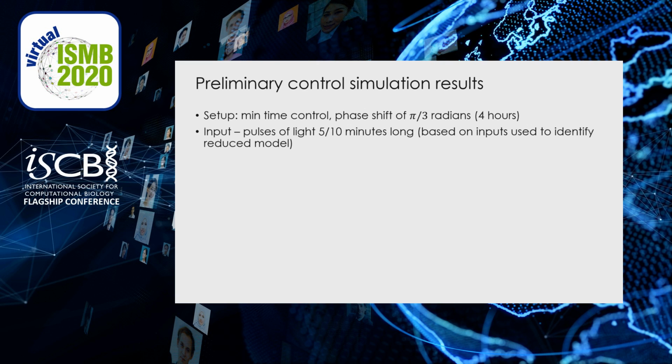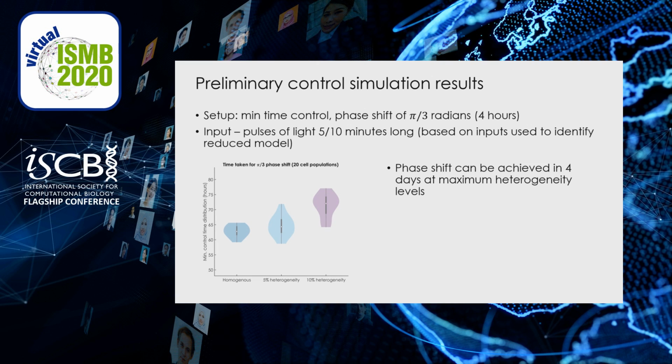Say they're flying from India to England or from California to Hawaii. And the input we have is pulses of light that are 5 or 10 minutes long. And this is a constraint because these are the inputs that were fed into full simulations that were used to identify the reduced model. And what we do see is that this fairly significant phase shift can be achieved, or that phase can be adjusted in roughly 4 days or so, even at high heterogeneity levels in the population.